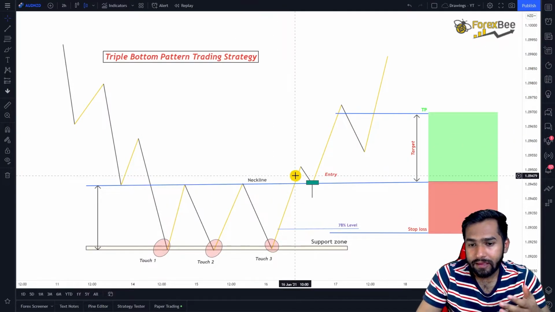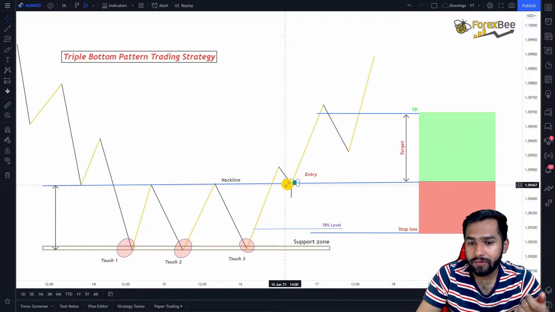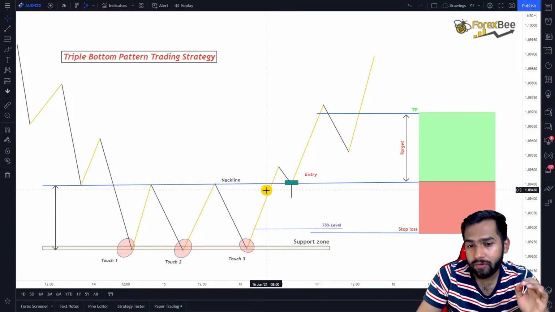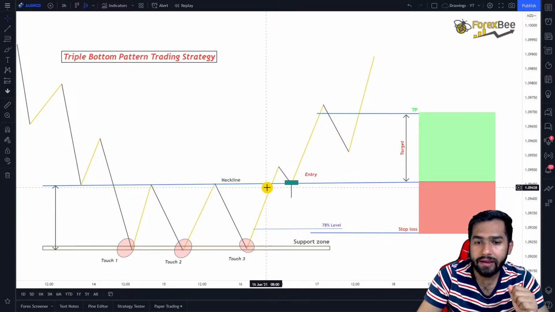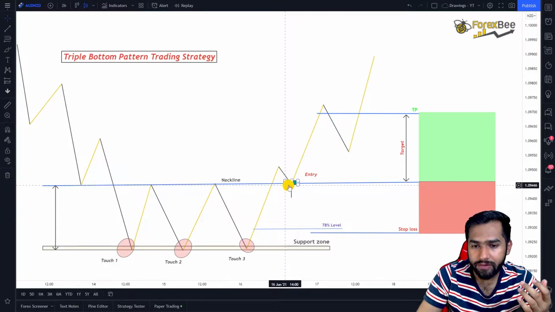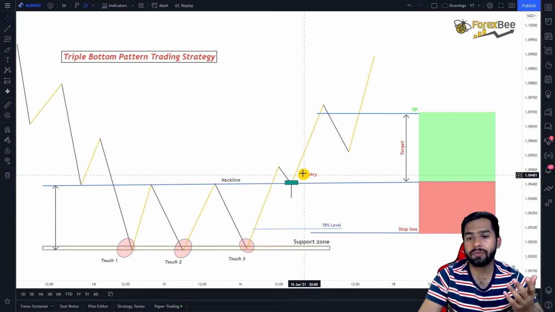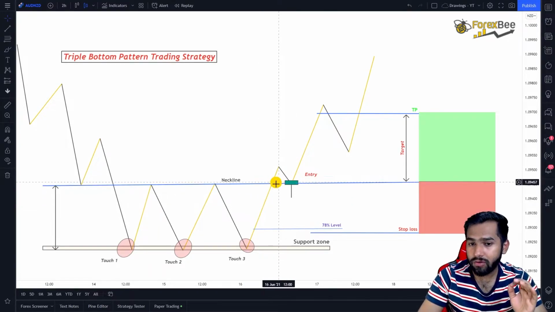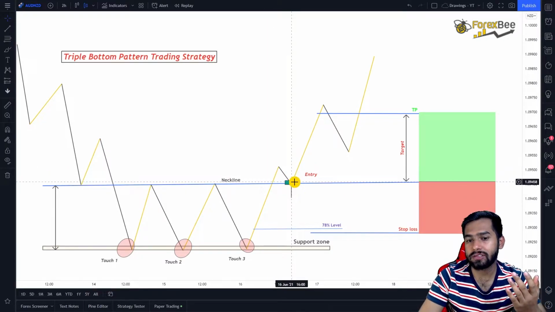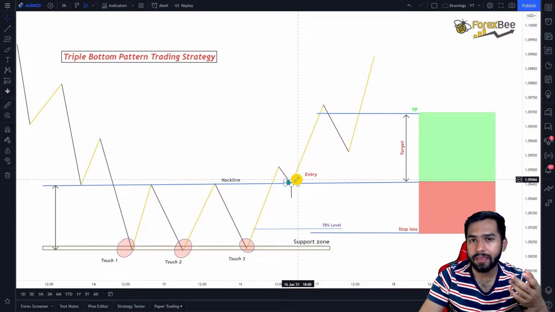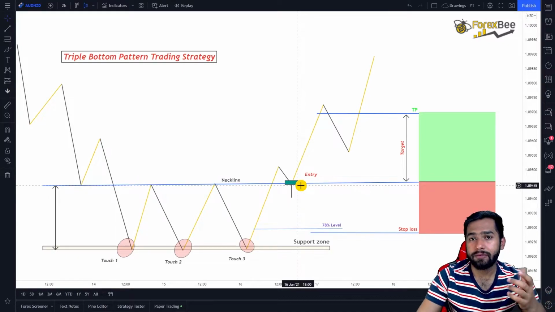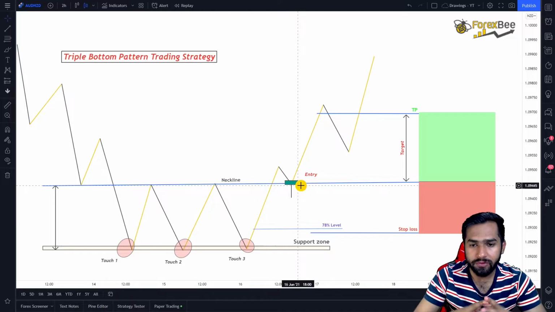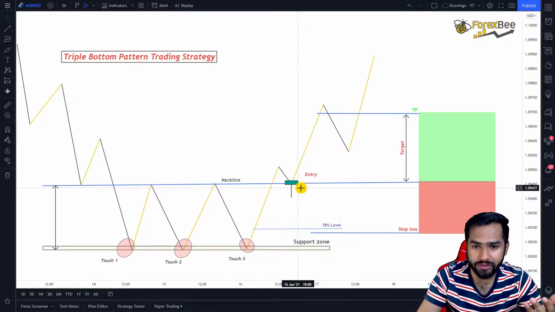So in this case here, what we can do is we can wait for the price to break out from this neckline and we can put our trade here, or we can also wait for the formation of a pin bar, okay, or any candlestick pattern that is after the breakout with an impulsive move. We can wait for the formation of a pin bar, or any candlestick pattern that confirms now the price is going to move in the bullish trend, and then we should take our trade, okay.